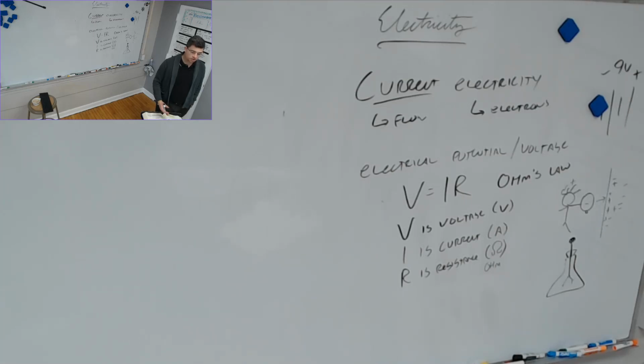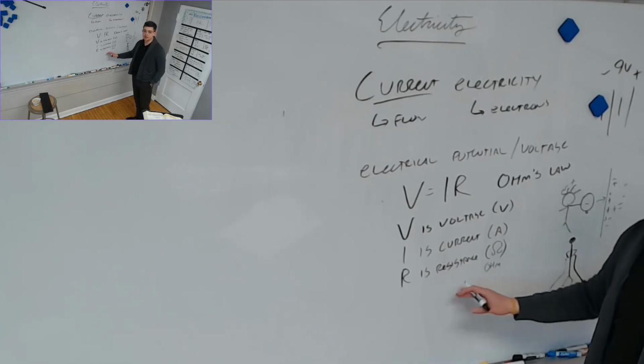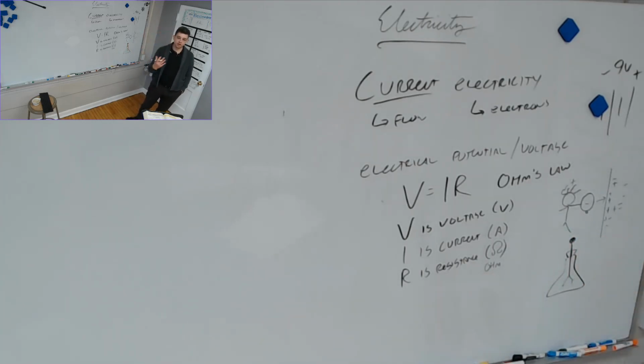Remember we said inertia is the resistance of an object to change its motion. Resistance is something that's kind of preventing something else from happening. So resistance is how much whatever material this current is flowing through resists the flow of electricity.